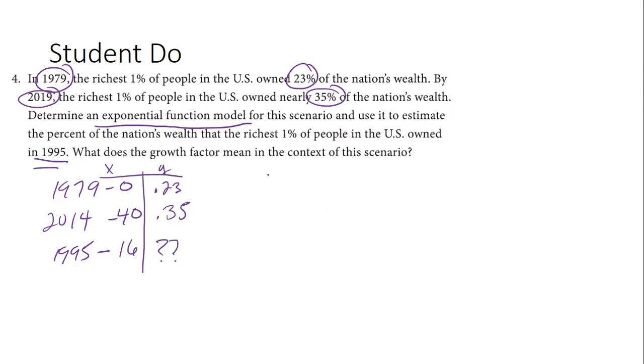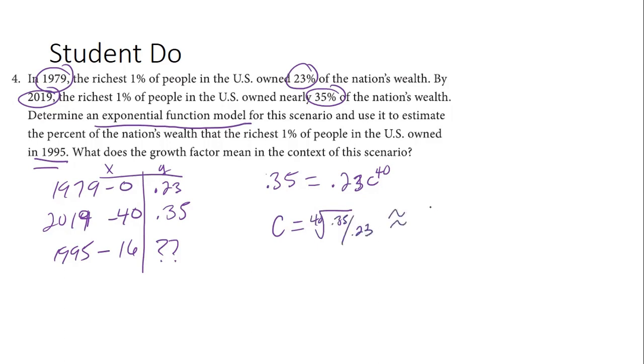And we put a question mark for 1995 because that's what we're trying to find, right? Okay. So we are going to plug in what we know. So 0.35 equals 0.23 c to the 40. I know you're like, 40, that's huge, right? But guess what? We don't have to solve it. The calculator does, correct? Okay. So our c equals the 40th root of 0.35 divided by 0.23.